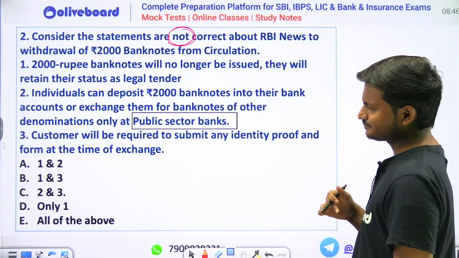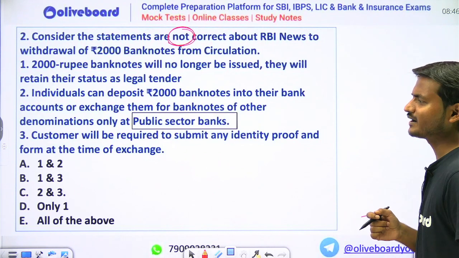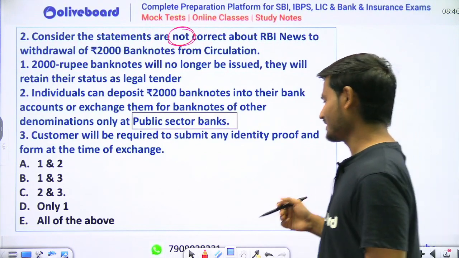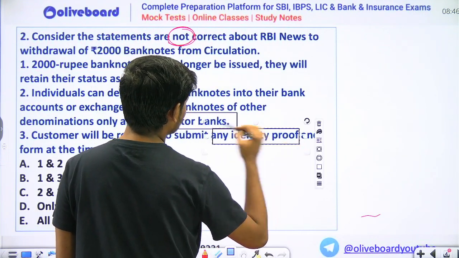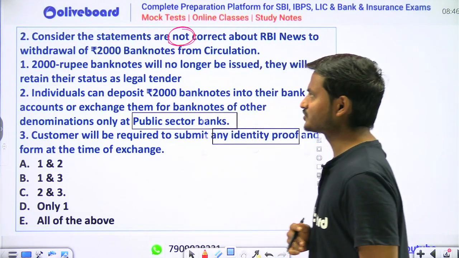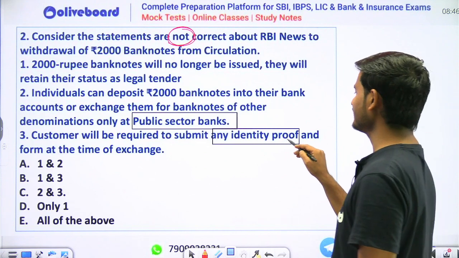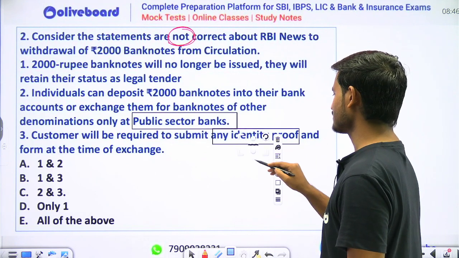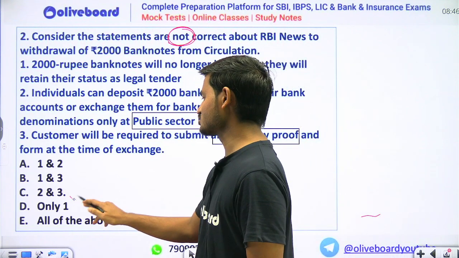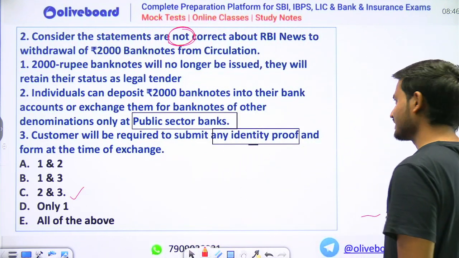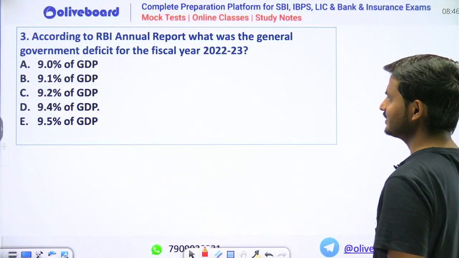Now 3: customers will be required to submit any identity proof and form at the time of exchange. Why would anyone submit an identity proof at the time of exchange? So yes, options 2 and 3 are incorrect here, and the correct option is C. So sometimes the questions automatically give you the answer. Just try to learn it and read it very calmly.